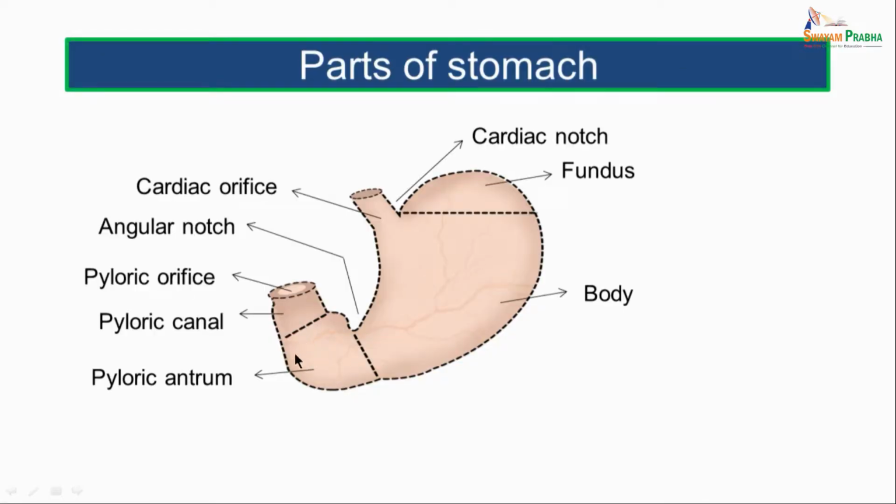The pylorus measures about 10 centimeters in length. It has got an upper dilated part called as the pyloric antrum, which measures about 7.5 centimeters, and it has got a distal narrow tubular structure which is called as the pyloric canal, which measures 2.5 centimeters in length, and that is what leads to the pyloric orifice.